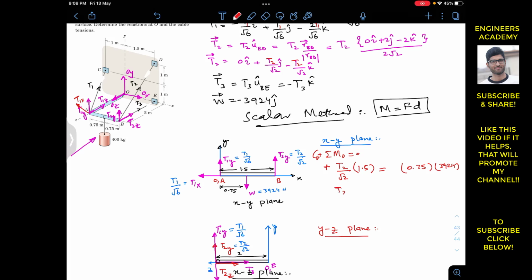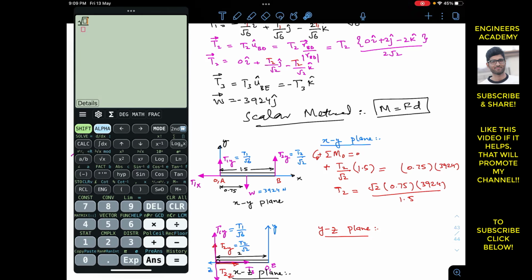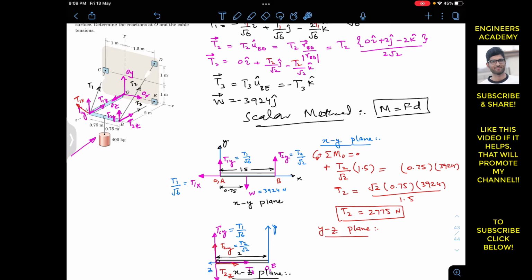3924. So from this equation we can write that T2 is equal to square root 2 into 0.75 into 3924 divided by 1.5. If we cross multiply this 2 and 1.5, we will have the equation like this. So now T2 is square root 2 multiplied by 0.75 multiplied by 3924 divided by 1.5. So this gives us 2774, or we can say that T2 is approximately 2775 newtons. So this is the tension in that BD cable. This T2 is equal to 2775 newtons.